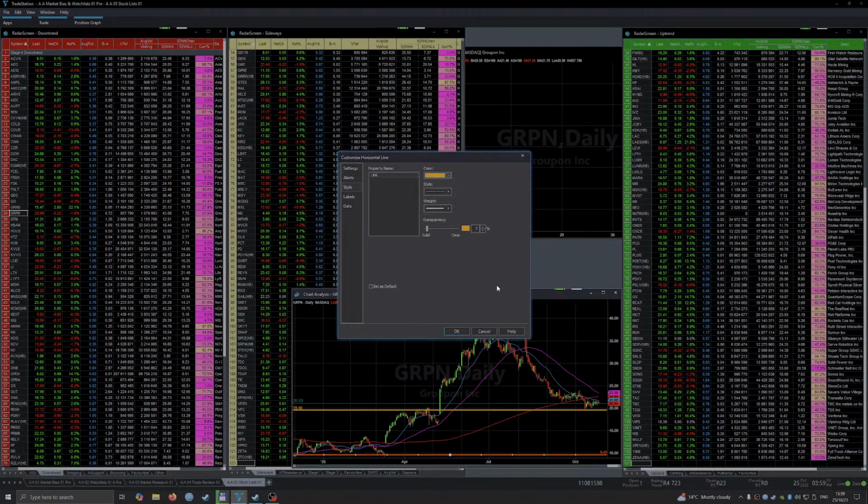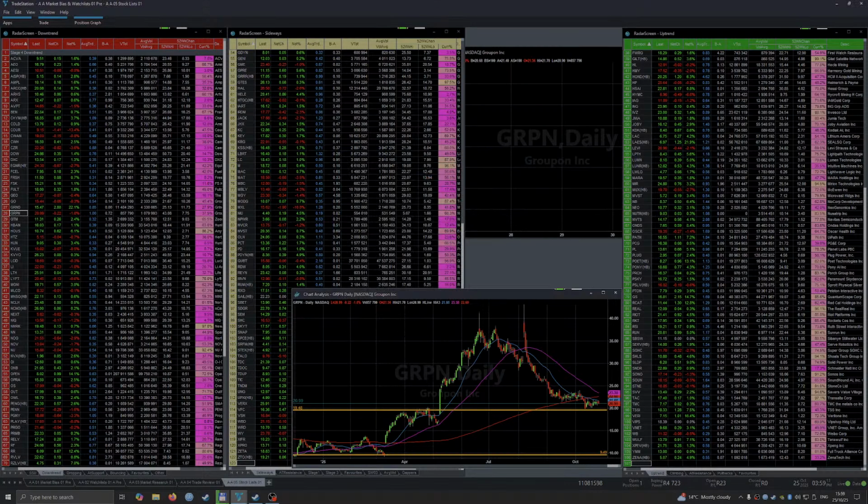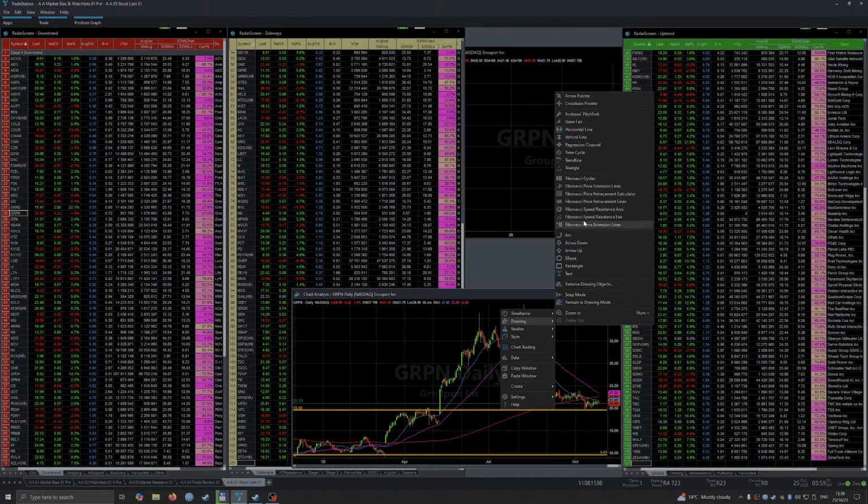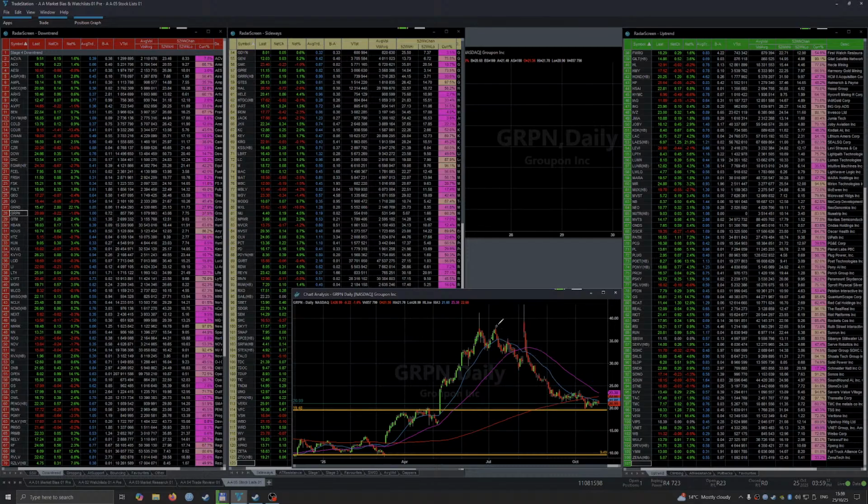A while ago I decided to change the color on the indicators that I use. But this is definitely more sideways than down. If I start from here, it's probably broken the trend line, which is always a good thing, but yeah.